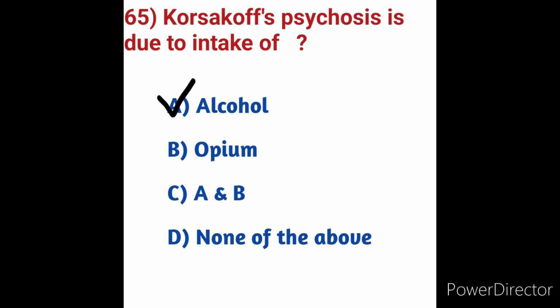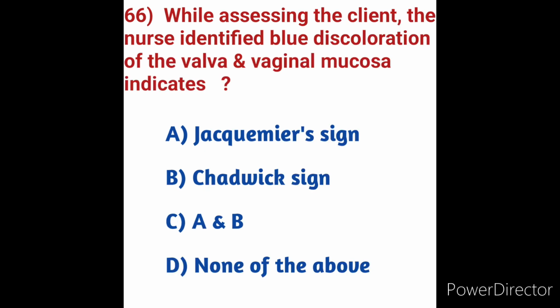Next we will move on to question number 66. While assessing the client, the nurse identified blue discoloration of the vulva and vaginal mucosa. It can indicate to which of the following? We will see here the options first. Option A, Jacquemier sign. Option B, Chadwick sign. Option C, A and B. Option D, none of the above.